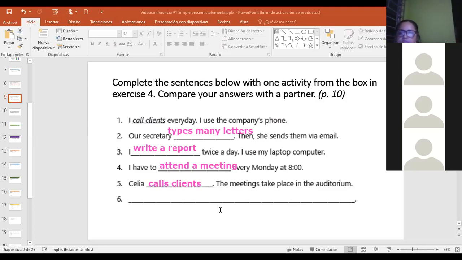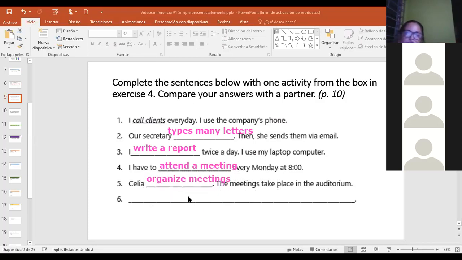Not for me. Not for you, okay. Organized meetings. What did you say, Jose? Organized meetings. Celia organized meetings. The meetings take place in the auditorium. That makes sense. Eso sí tiene sentido. Very good.